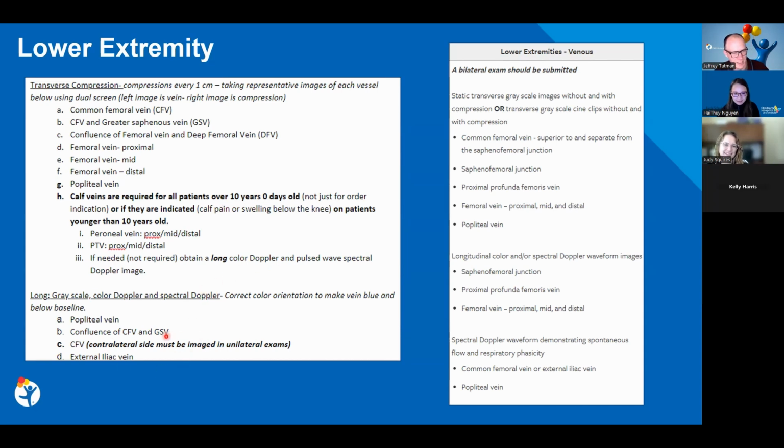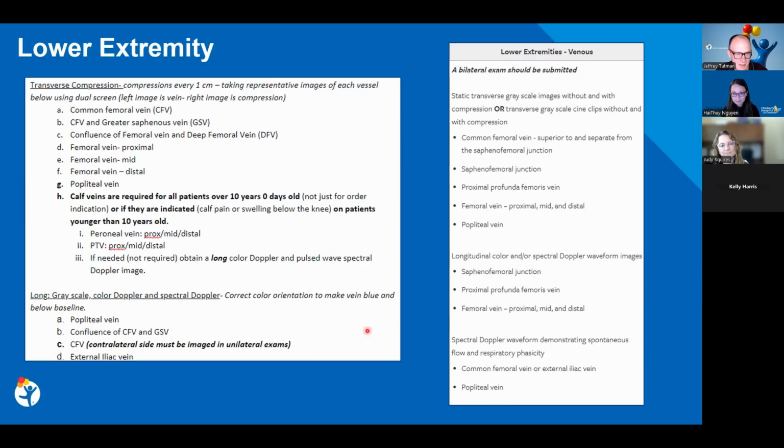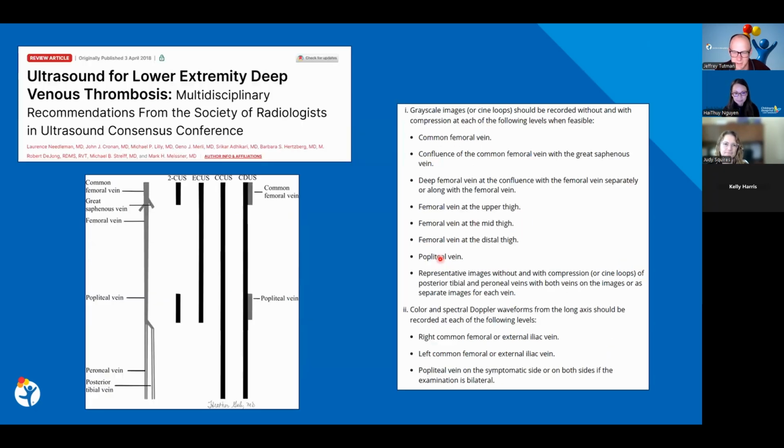The other protocol questions I had: they do specifically recommend looking at both the right and left, either the common femoral or external iliac vein, as a specific recommendation on here. We did include that, so on all unilateral exams, the common femoral vein is where we picked to do that comparison image. I'm not sure I've gotten a whole lot of value out of that, just because I don't know that I paid as much attention to the venous waveforms, and it's really hard to know how symmetric they are because there's so much variation in how they look. But we did add that about 6 months or so ago.